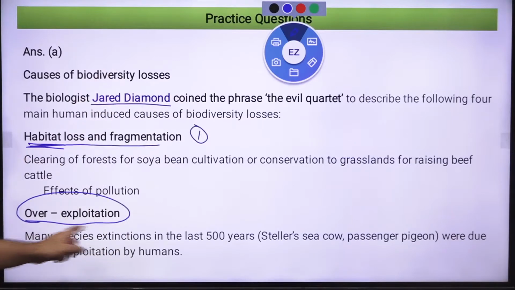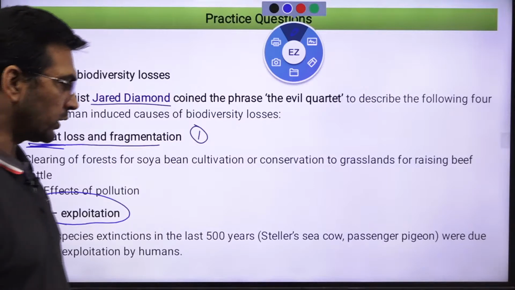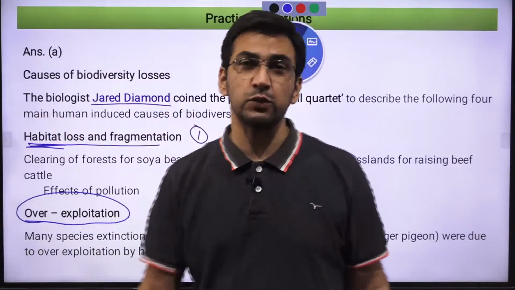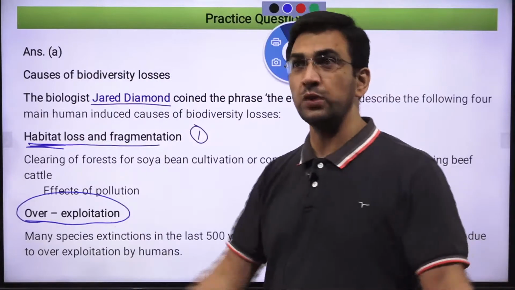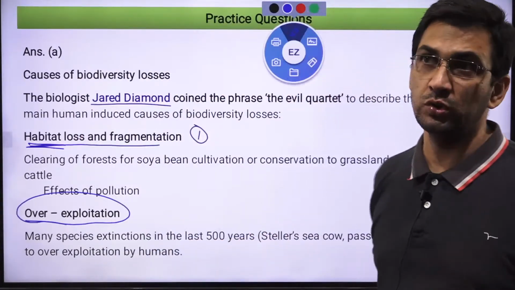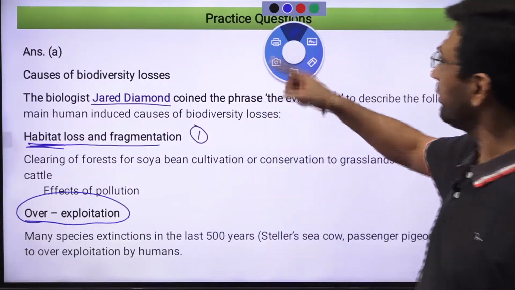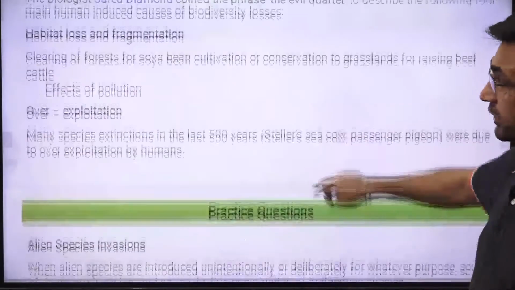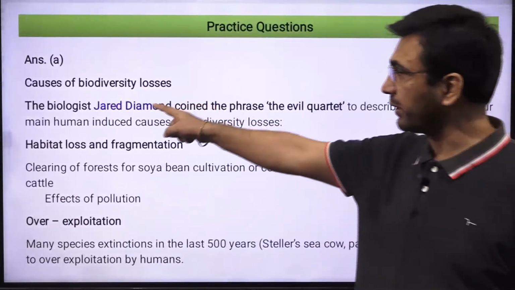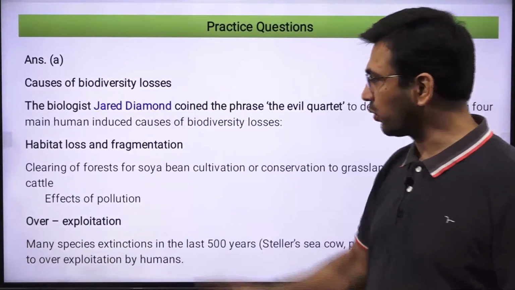Overexploitation, as you can understand, we have not judiciously used the resources. We have been over exploiting them. Like, we are not using only as much as needed, but in excess we are using those resources. That is what we call over exploitation. This is the second reason that was mentioned by J. Diamond under the evil quartet.